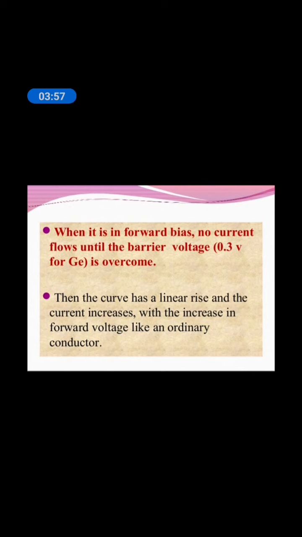When it is in forward bias, no current flows until the barrier voltage is overcome. For germanium, it is 0.3 volt. Then the curve has a linear rise and the current increases with the increase in forward voltage like an ordinary conductor. There is a linear relationship between V and I.